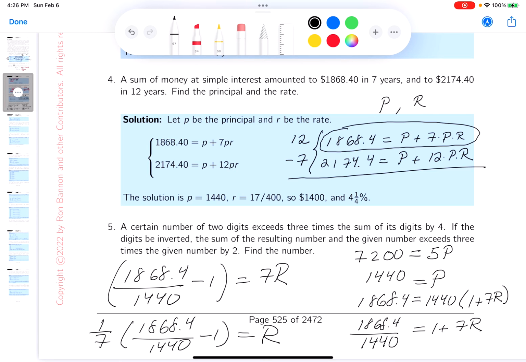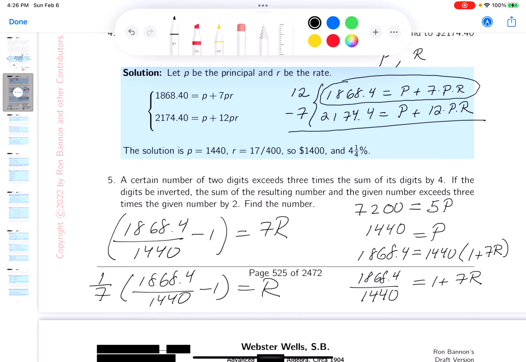So I'm going to write down 1868.4 divided by 1440 minus 1. And then I'm going to take that and multiply it by 1/7. And I get a crazy looking number, I realize that. I get R is 17 over 400.